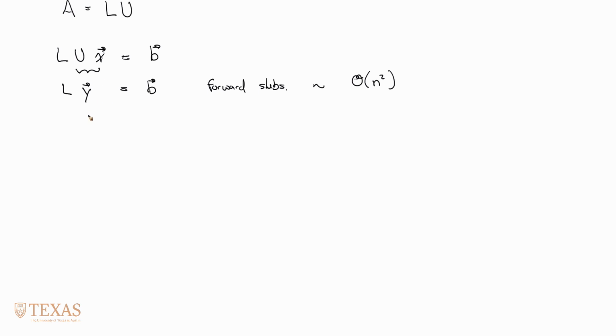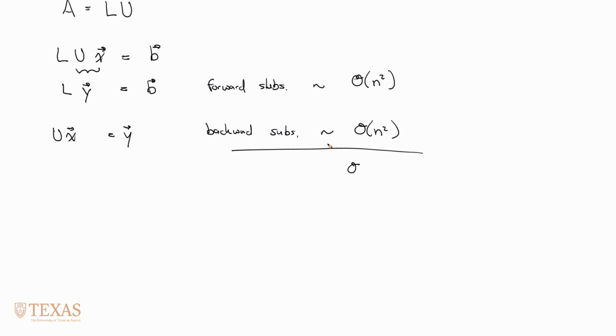So once we know Y, we then have a new system of equations that is UX equal to Y. And we can solve this. Again, U is upper triangular, so then we can use backward substitution. And again, that takes on the order of n squared operations. And so what we then have is the total solution, once we have the LU decomposition, is on the order of 2n squared, which of course is less than solving with Gaussian elimination.